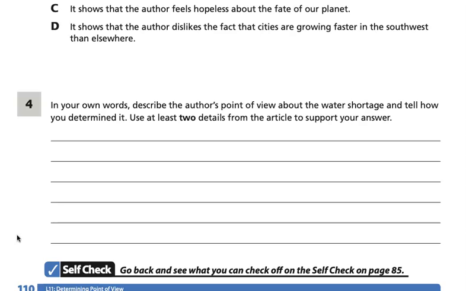Number 4. In your own words, describe the author's point of view about the water shortage and tell how you determined it. Use at least 2 details from the article to support your answer.